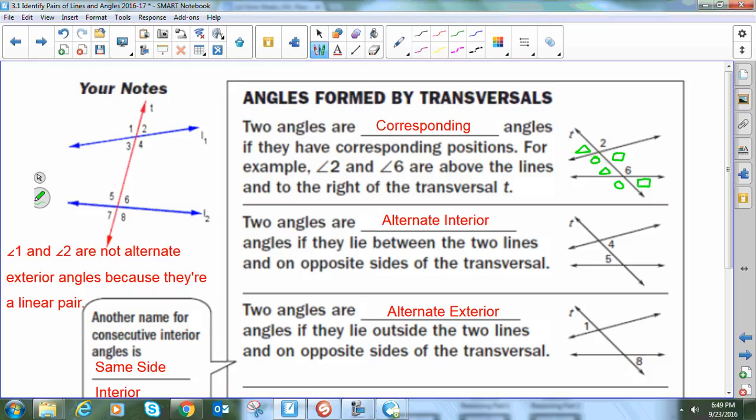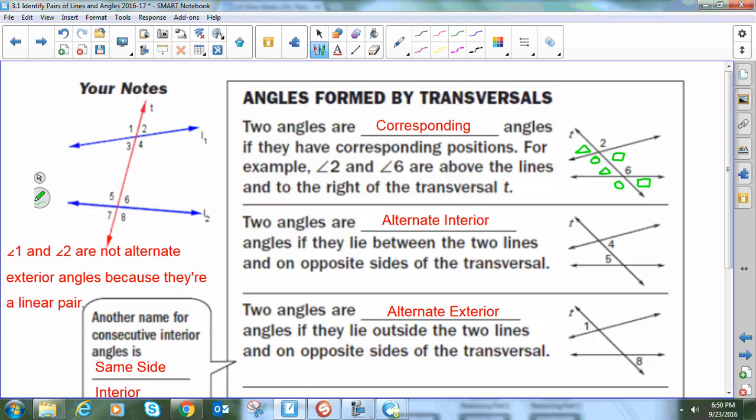An alternate exterior is pretty similar, except the angles are still on different sides of the transversal line. However, now because they're called exterior, they're not in between the other 2 lines. So angle 1 and angle 8 that we see here are alternate exterior angles. Now, at this point, I do want to draw your attention to the blue and red transversal lines that we see on the left side of the screen here, because I do have a tendency from time to time for students to confuse, particularly alternate interior, but more often, for some reason, alternate exterior. That's the one I see confused the most.